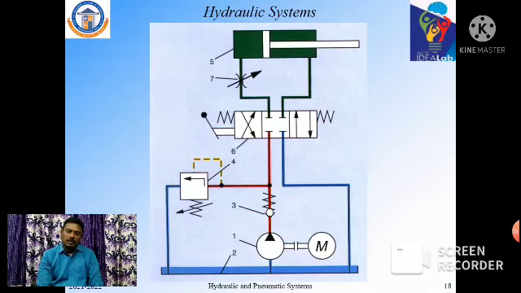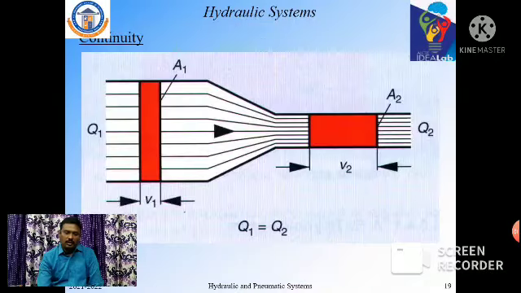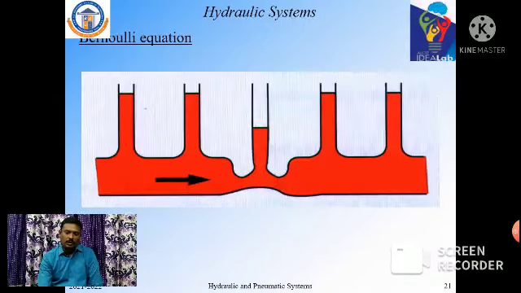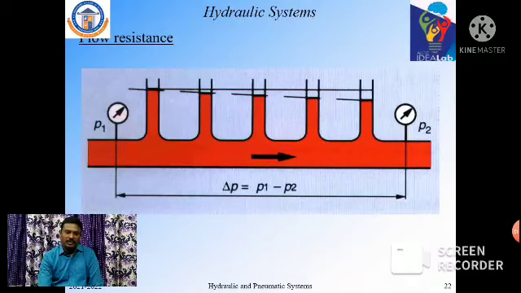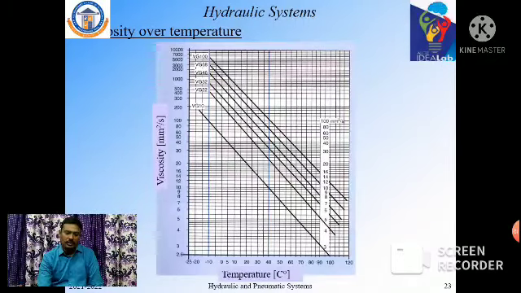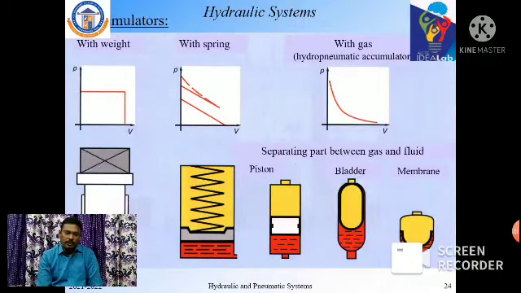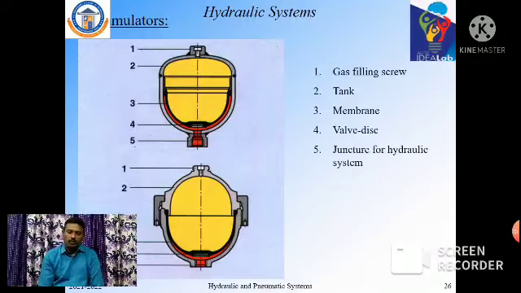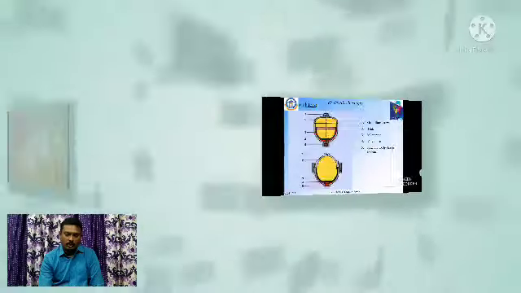Direction control valves, valves, motor, pump, and so on. These are Pascal's law and Bernoulli's equation. Low resistivities, temperature over density, weight versus pressure versus volume, with the spring. PV with the spring, with the gas. Hydrostatic accumulator, separating part between the gas and fluid: piston, bladder, and membranes. These are the basic hydraulic system symbols. Accumulator, gas filling screw, tank, membranes, valve disc, and hydraulic systems accumulator.